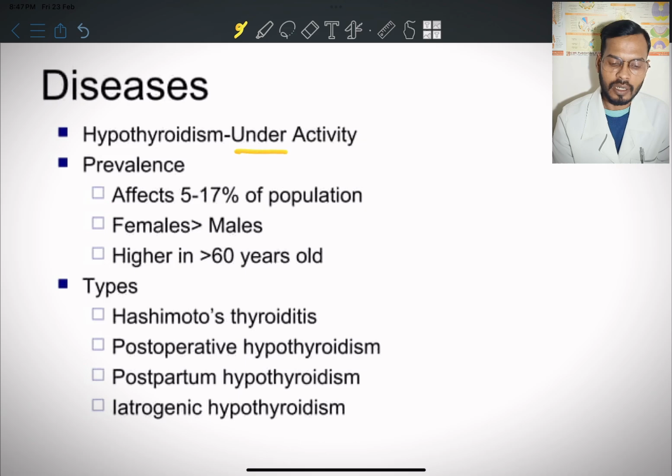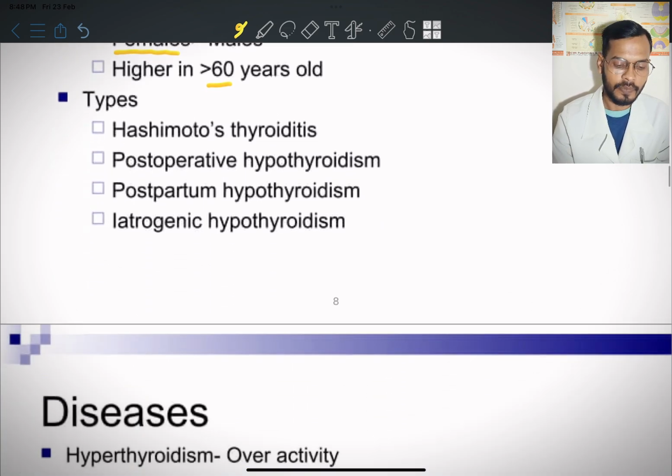Hypothyroidism is underactivity of the thyroid. Its prevalence is that it affects 5 to 17% of the population. Females are more prone than males, and it is mainly found in older people, with more than 60% of cases. Its types are Hashimoto's thyroiditis, post-operative hypothyroidism, postpartum hypothyroidism, and iatrogenic hypothyroidism.